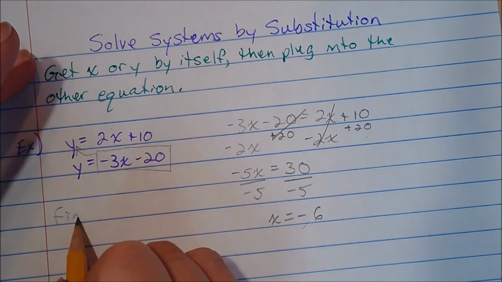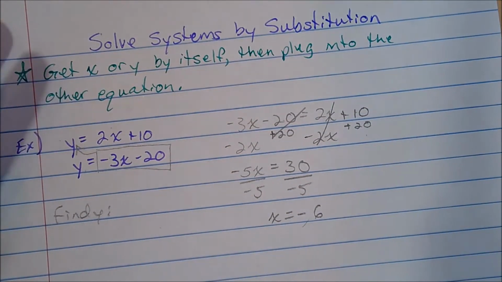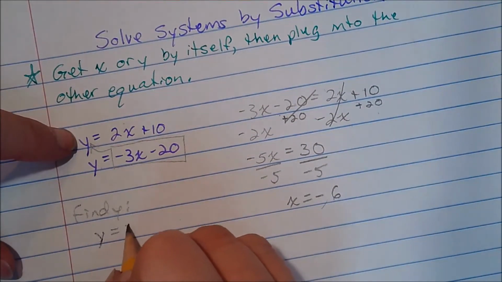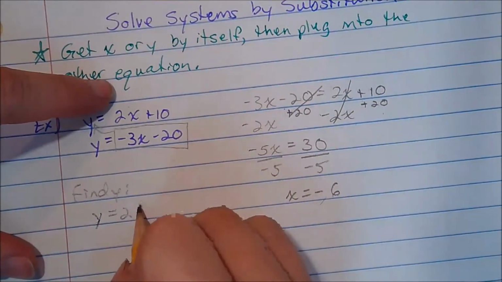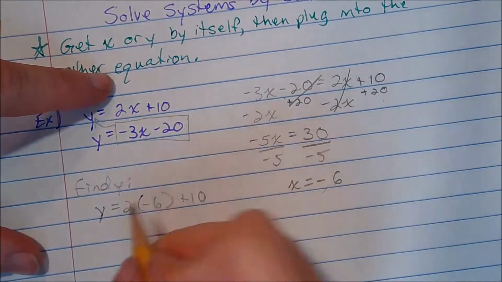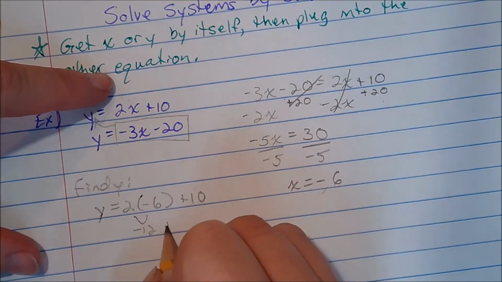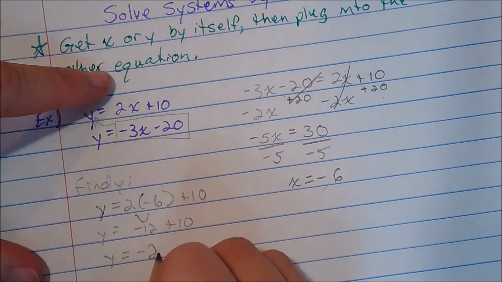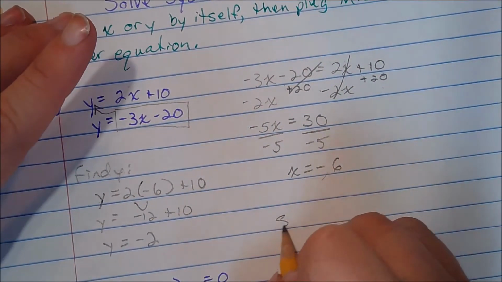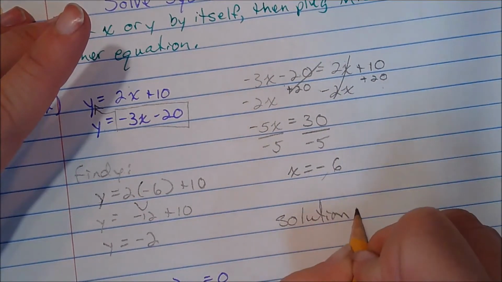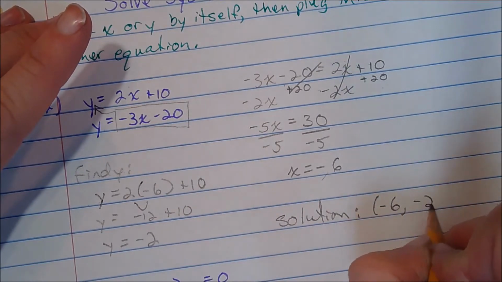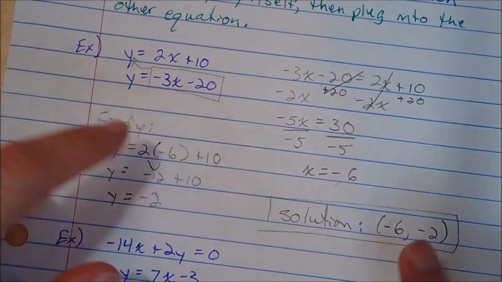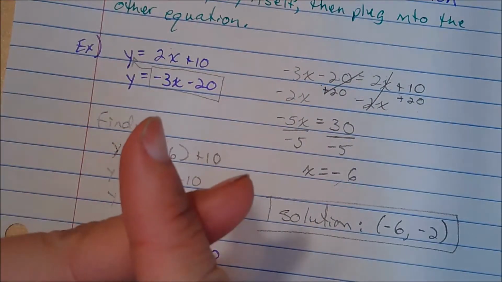So I have my x, now I need to find my y. And I'm going to plug it into, it doesn't really matter, I'll just use the first one. So y equals 2 times negative 6 plus 10. This is negative 12 plus 10, so that gives me just negative 2, so y equals negative 2. That means my solution to this system of equations is negative 6, negative 2. So this is the point where these lines would intersect, right there.